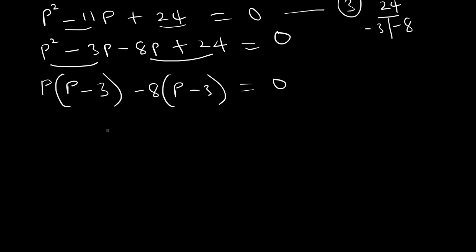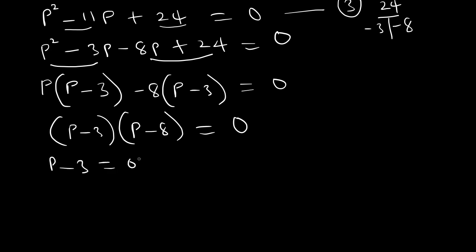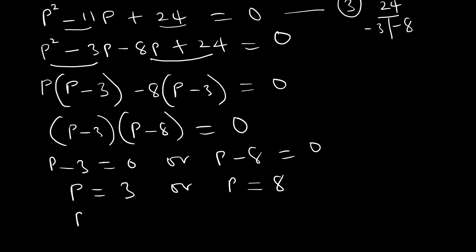Our two brackets are the same. So we'll take 1, p minus 3, and create the second bracket with p minus 8 equal to 0. So we have that p minus 3 is equal to 0 or p minus 8 is equal to 0. So we are looking for p. If we move minus 3 to the right hand side, p here becomes equal to 3. Or if we move minus 8 to the right hand side, p becomes 8 here. So here we have that p is equal to 3 or 8.